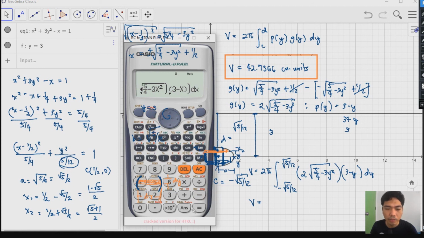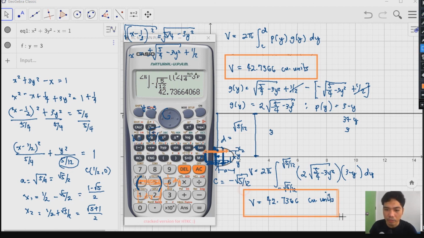Okay, so let's try looking at this and let's see if the equation gives us the same answer as the volume of 42.7366. Okay, that's it. So the volume is 42.7366 cubic units. So using our horizontal strip, we were able to obtain the same results.